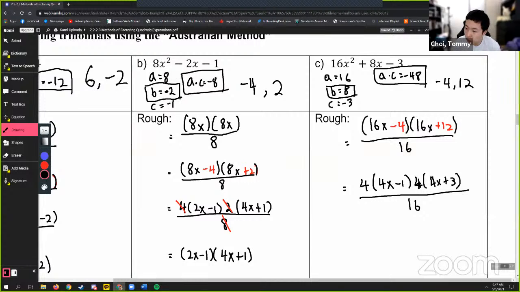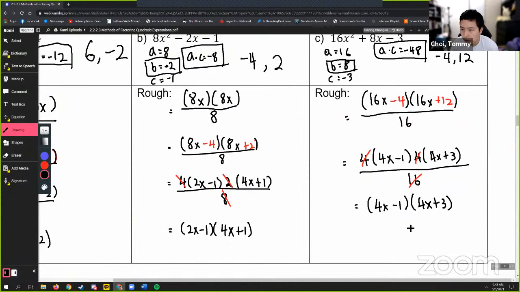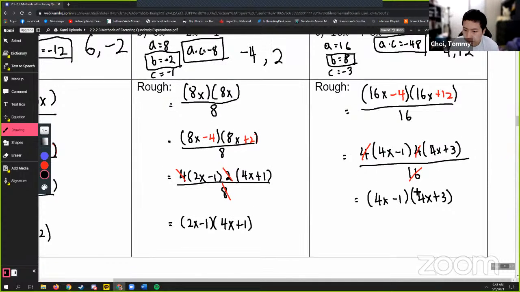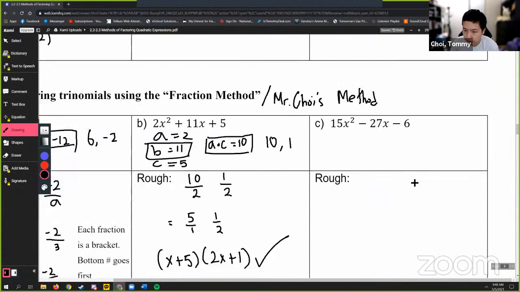4 times 4, the things we factored out, equals 16, so we can cross that out nice and beautifully. And what does that leave us with? That leaves us with our two brackets, 4x minus 1 and 4x plus 3. And there we have it. Okay, so that was the Australian method. Most of you did this method, so hopefully you wrote down your steps like I did here and got your final answer. There's your two factors here. Great. Let's move on to our second question here.